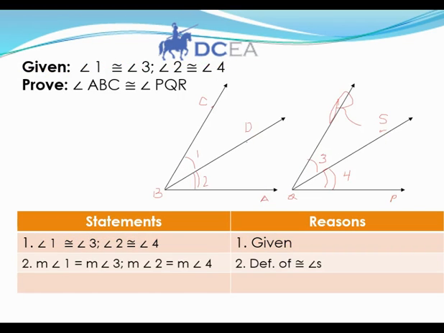In our second step, we now have the measure of angle 1 equals the measure of angle 3, and the measure of angle 2 equals the measure of angle 4. We can reason this by using the definition of congruent angles. If they're congruent, their measure is equal.